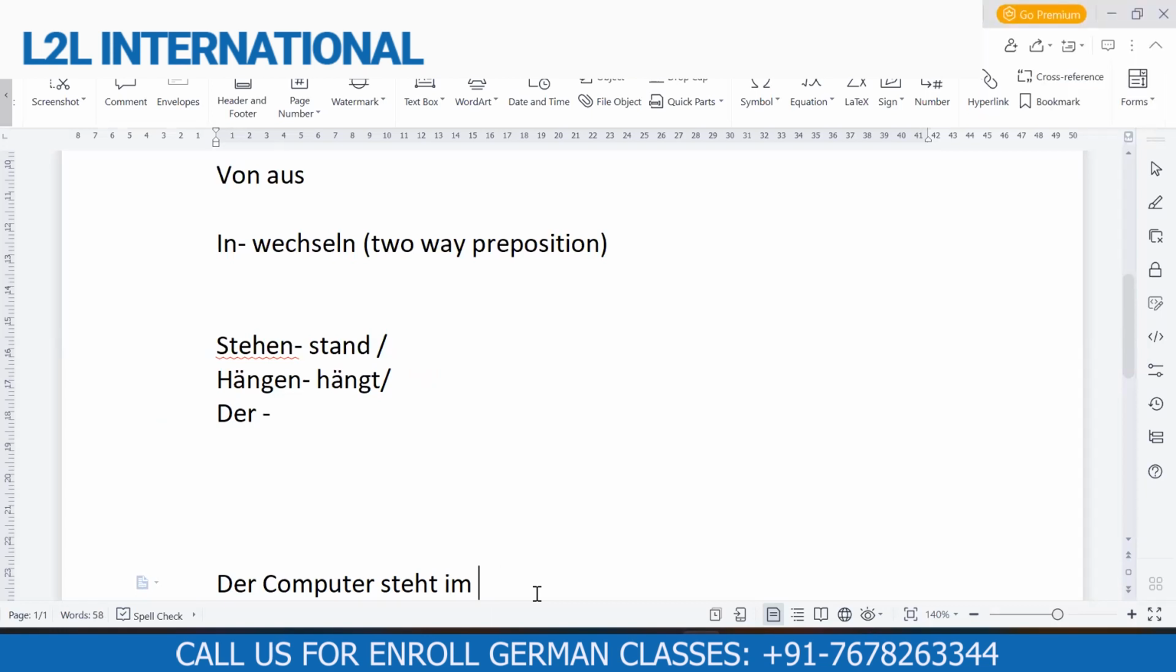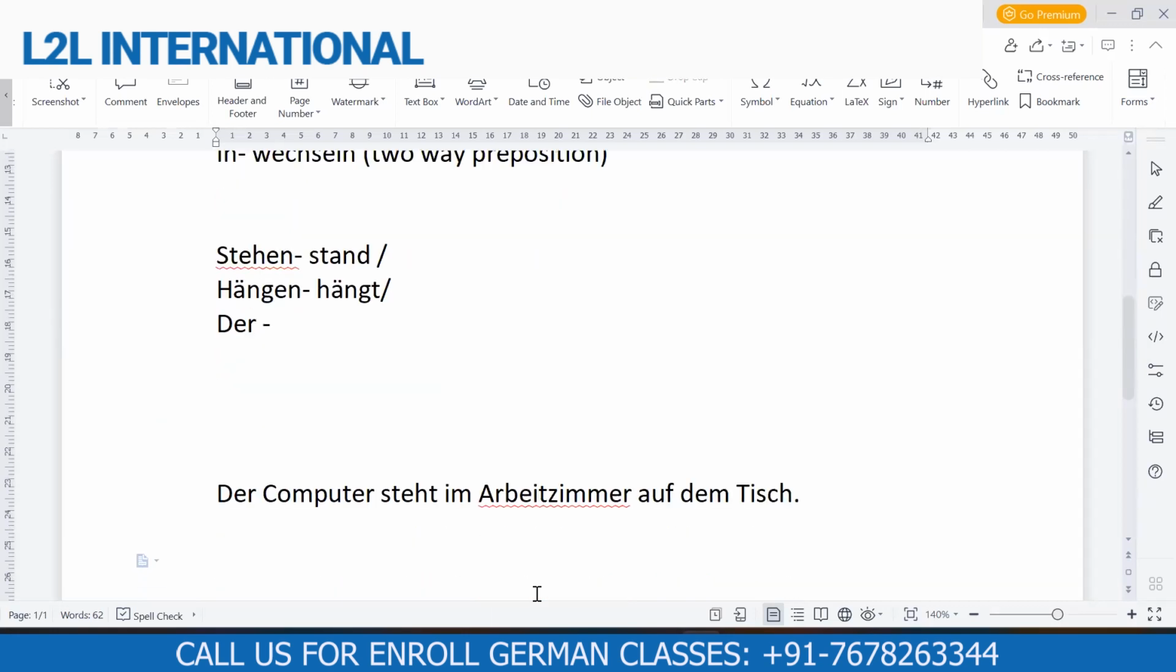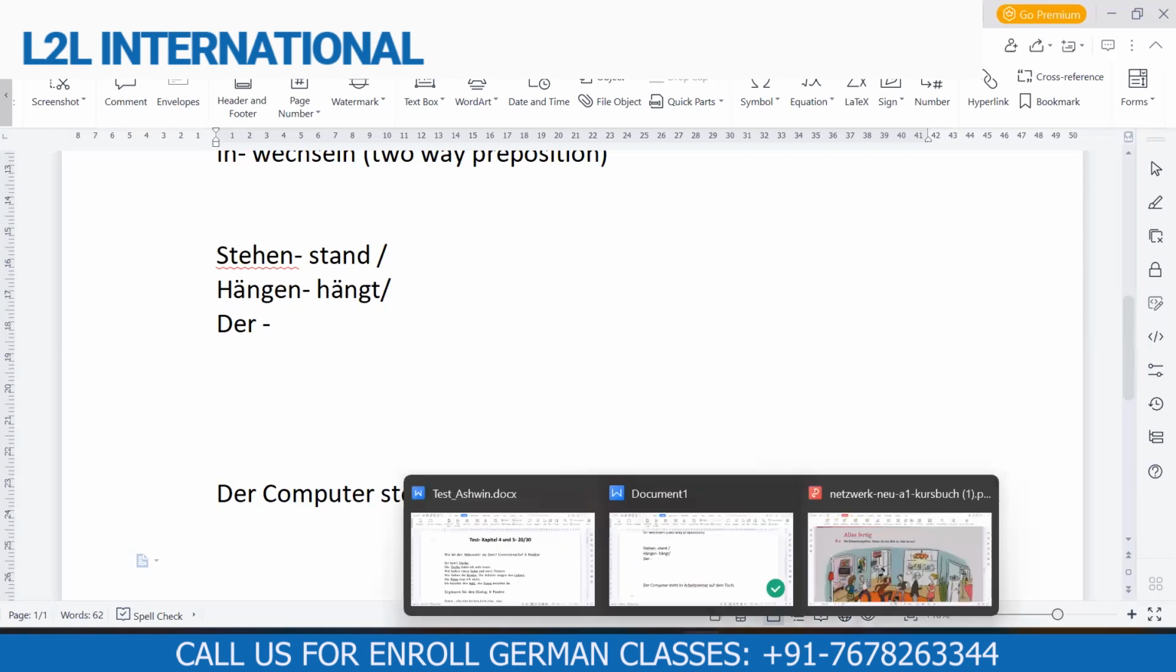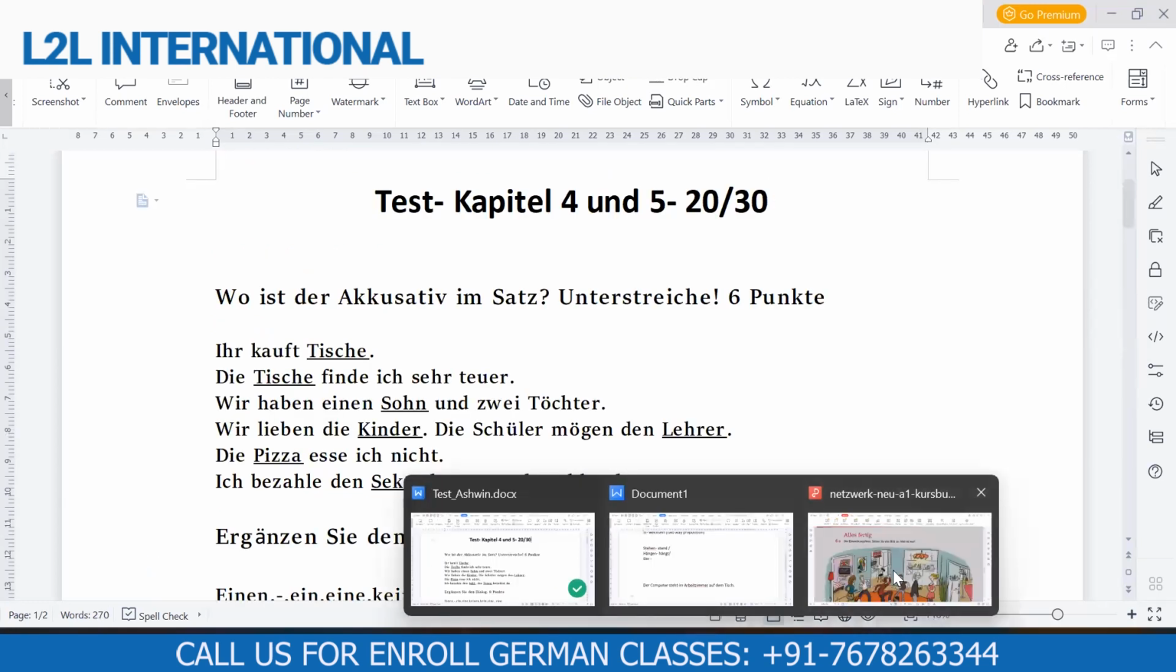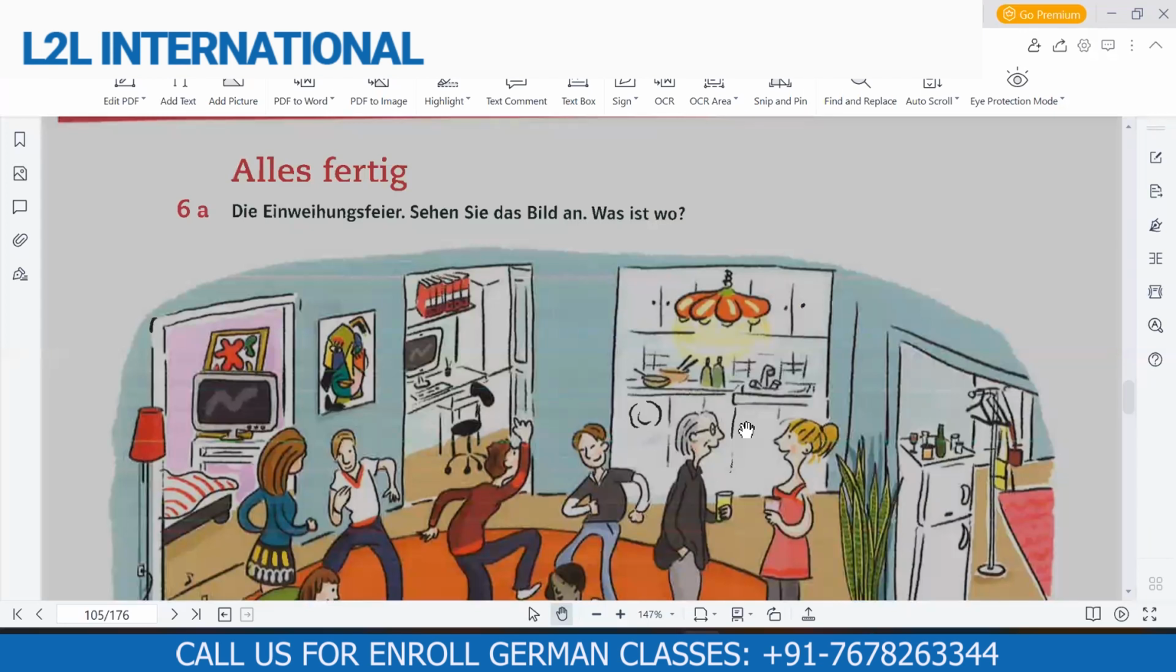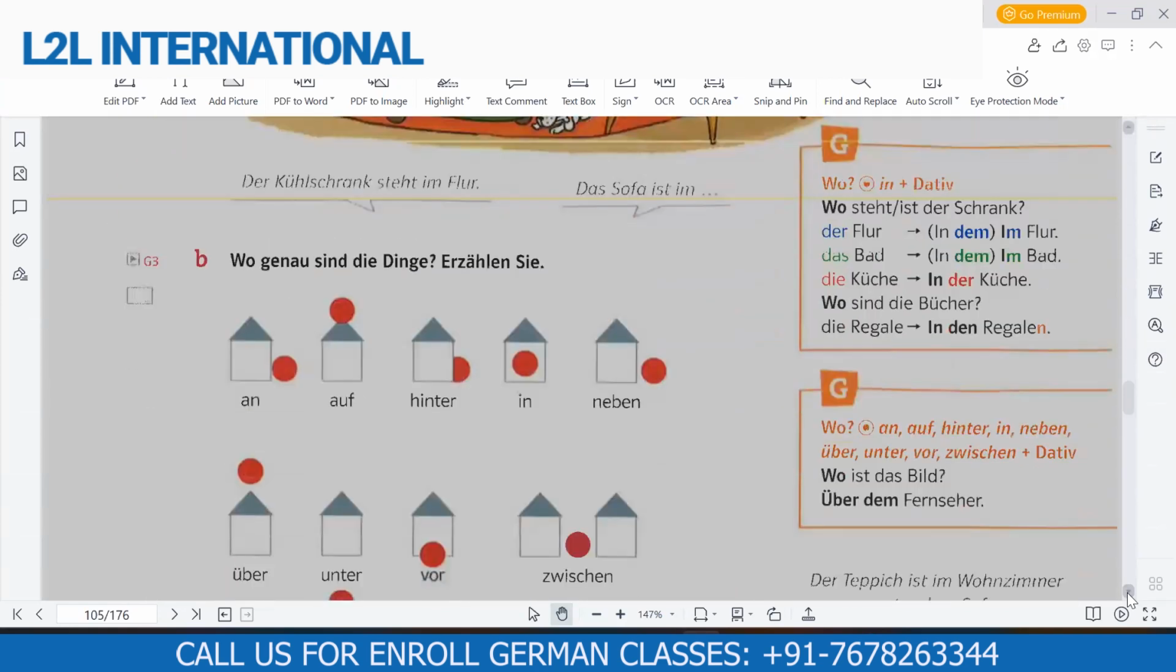So the answer that you have to give is: Der Computer steht im Arbeitszimmer auf dem Tisch. That's the more exact location for the computer. Understood, Ashwin, this statement? I used auf for on, and this is a dative preposition in this chapter. So we have to change the article for Tisch. Der Tisch changes to dem Tisch. Got it? Ashwin, you're there?